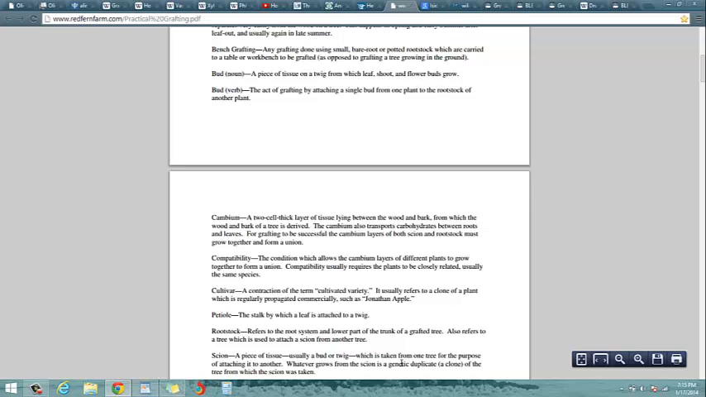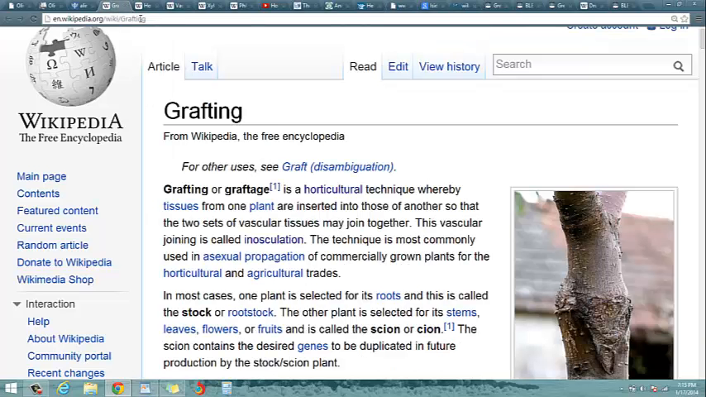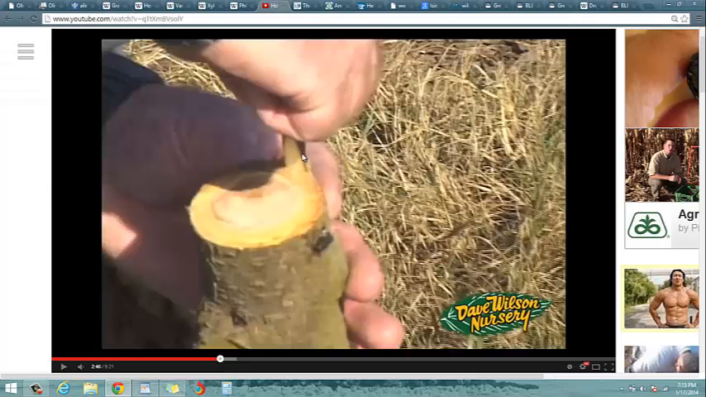Why is it a genetic duplicate? Let's go back. Because the scion contains the desired genes to be duplicated in future production by the stock or scion plant. So in other words, this branch contains the genes that are needed in order for this tree to produce whatever fruit was grown on this branch, from whatever tree this branch descended from. You understand? Let's watch it again.